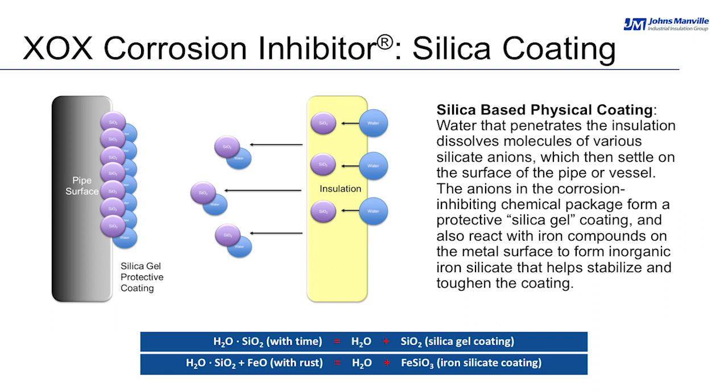And you can see both of those mechanisms of formation in the equations on the bottom of the slide. Both of these coatings protect the pipe simply by creating an inert barrier to corrosive materials. And again, both of these mechanisms require water to be present in the system. We designed for it not to be there, but in the event that it's there, this is how the water-activated corrosion-inhibiting properties of the insulation will work to protect the piping.